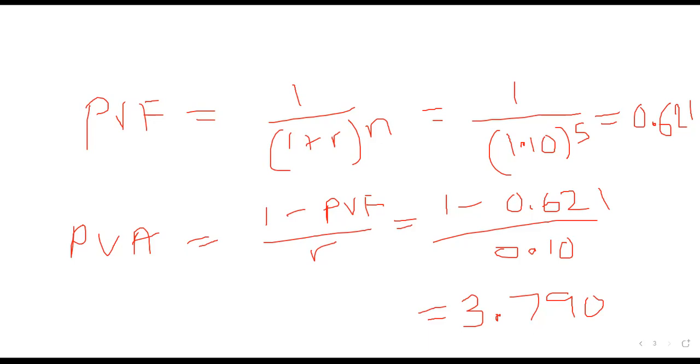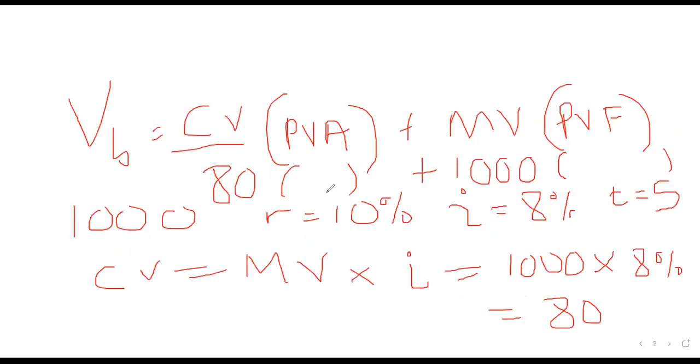So we substitute this in our figures here. The annuity factor was 3.79. Then the interest factor is 0.621. So when you compute this whole equation, what are we getting as our value of the bond?